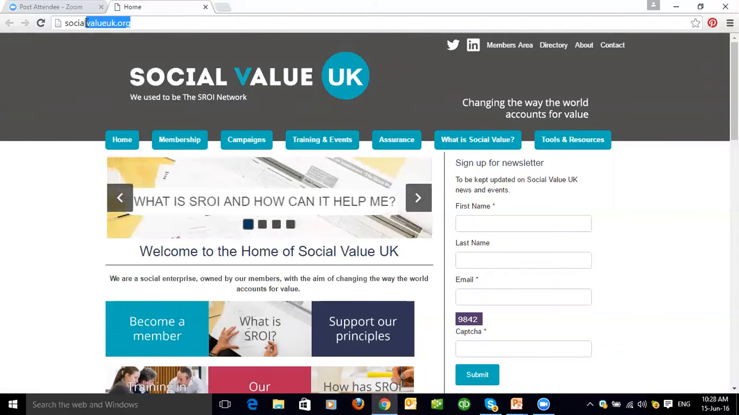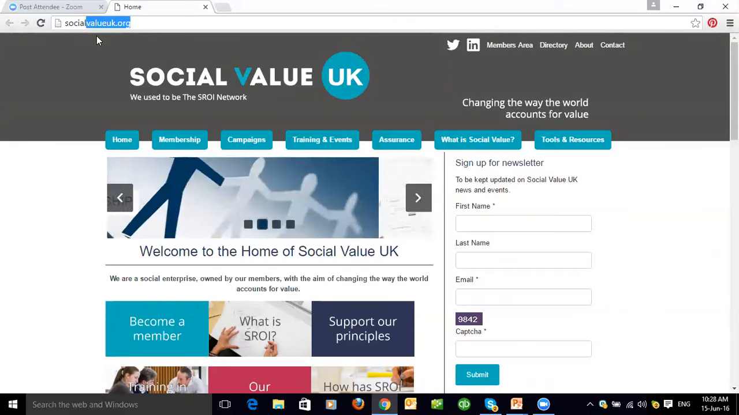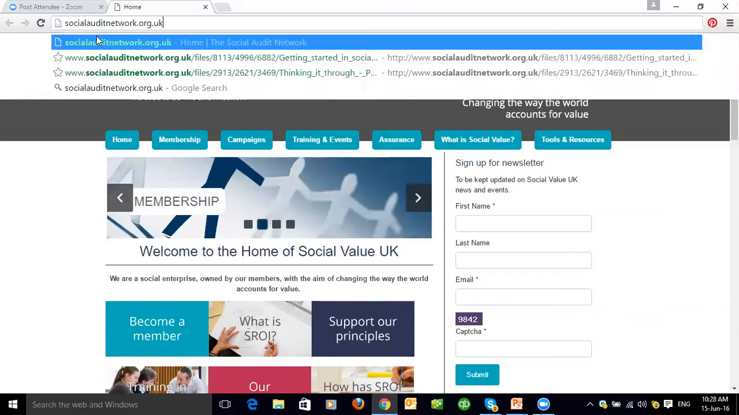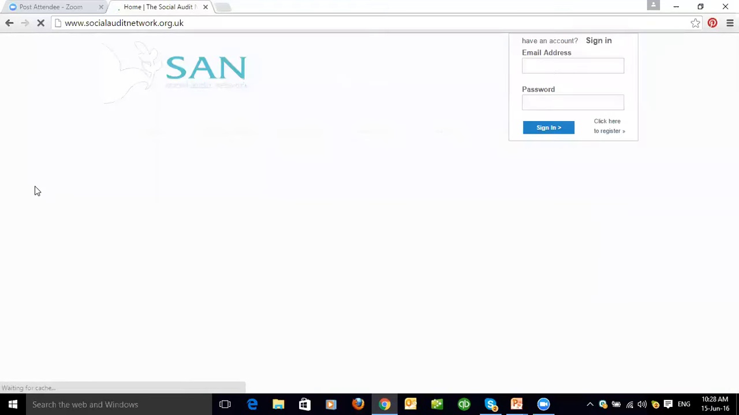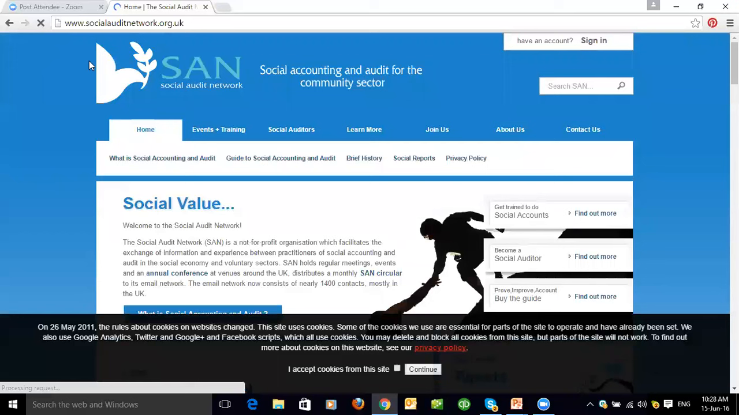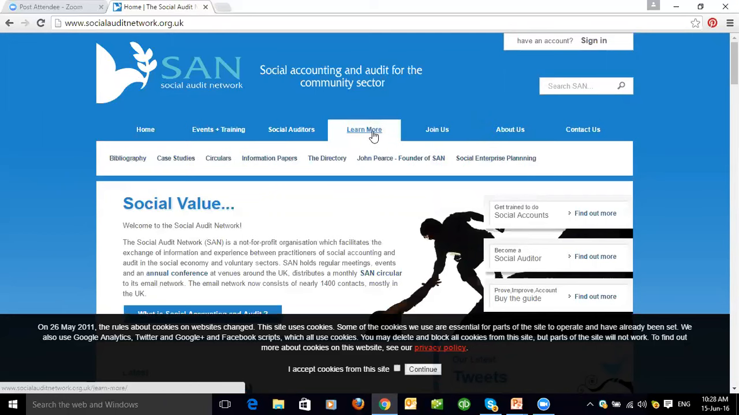The next one that I want to show you is the Social Audit Network. So this is where social accounting is shown on their website. And again, they've got bits of information about the organisation. You can learn more. There's some case studies, information, and different bits and pieces on there as well. So again, a really useful website.